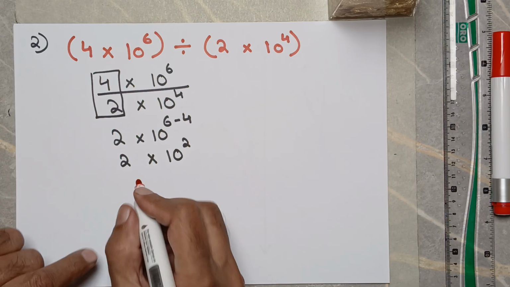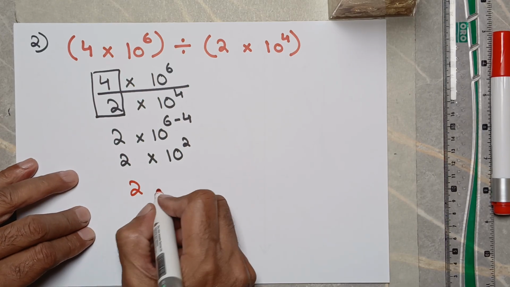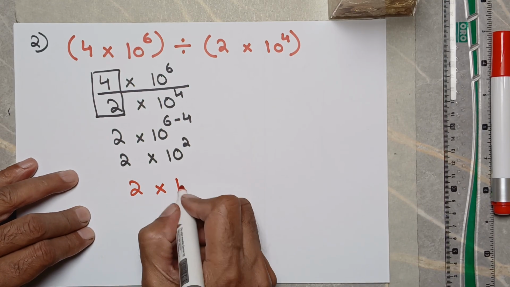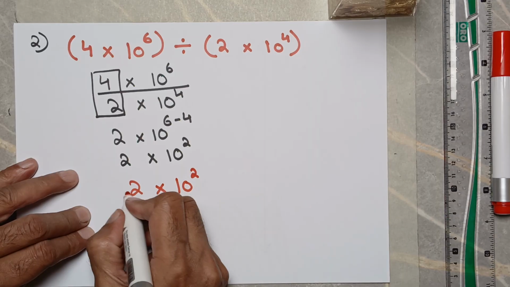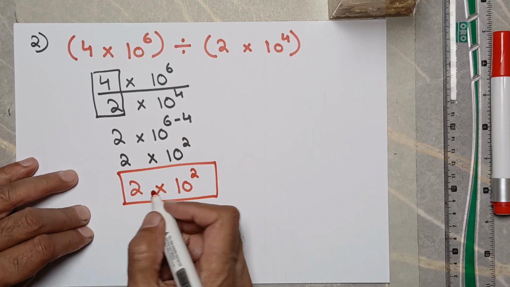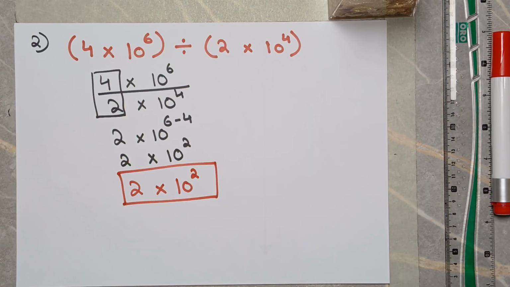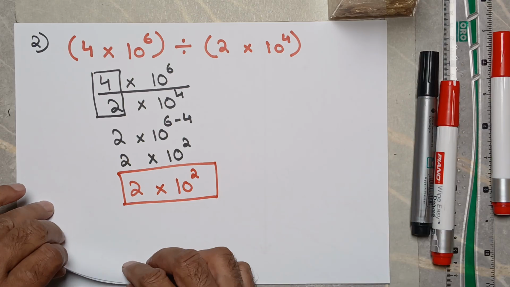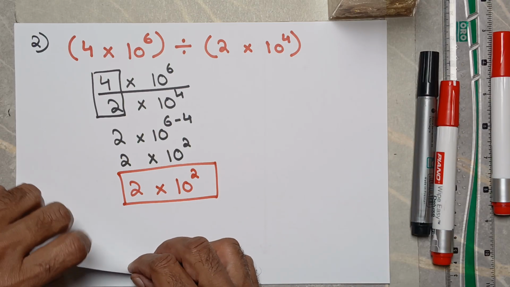These questions are quite easy, but they are good in the beginning in order to understand division in scientific notation. Now let's move on towards question number 3.